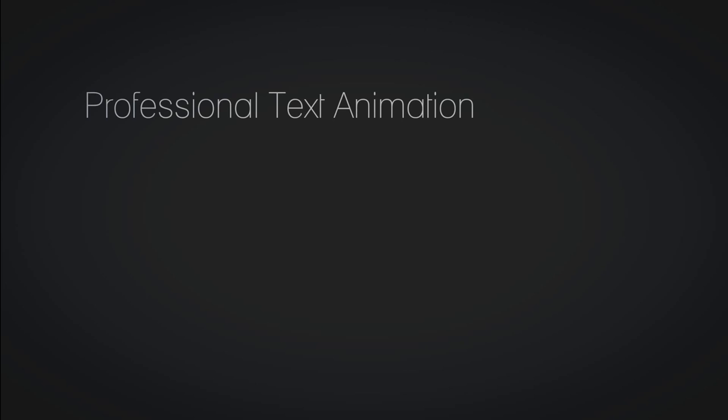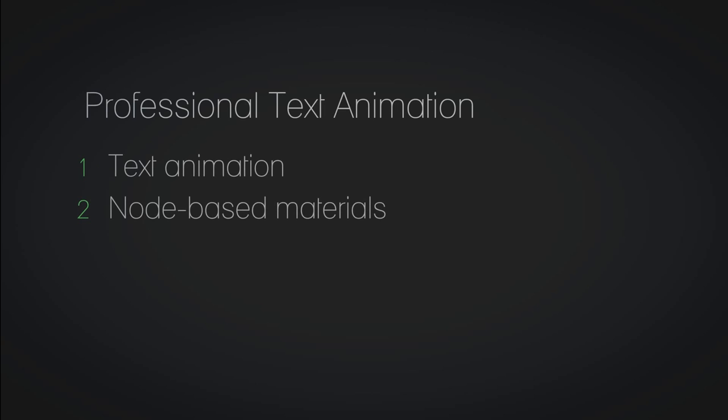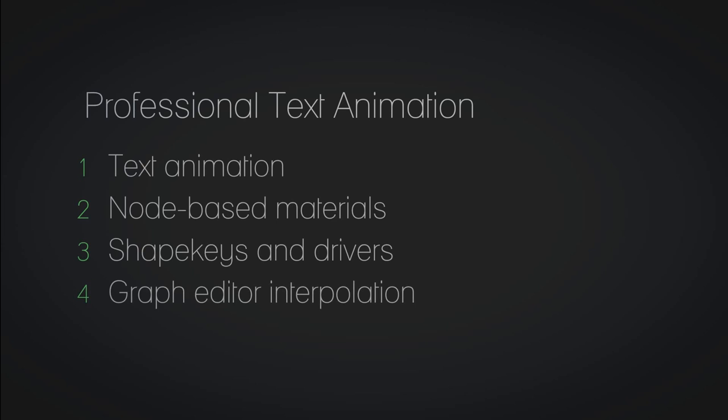This is Mark Lawar at BlenderPassion.com, and I will be showing you how to create this professional text animation using Blender. Some of the topics we will cover in this tutorial include text animation. We will also create node-based materials and animate them to get the desired fade-in effect. For some of the more complex animations, we will be using shape keys and drivers to gain better control over the animation. And finally, we will be covering basic graph editor interpolations to polish the effect. And on that note, let's get started.